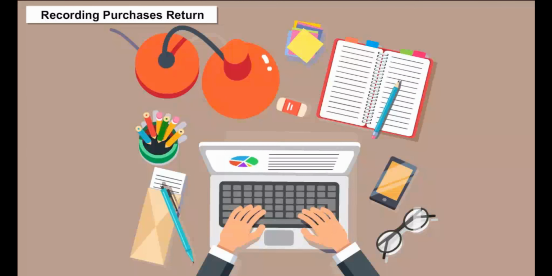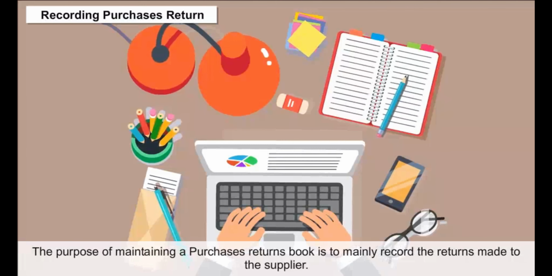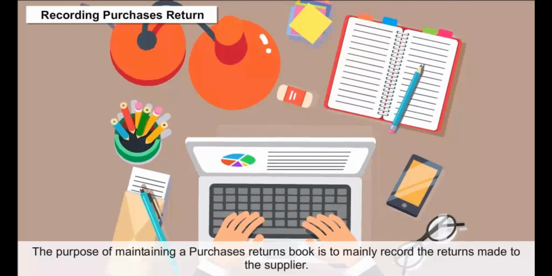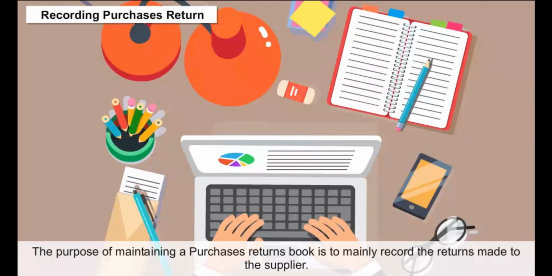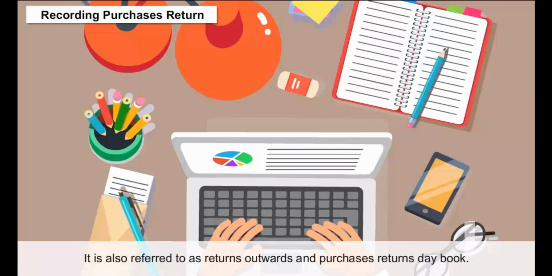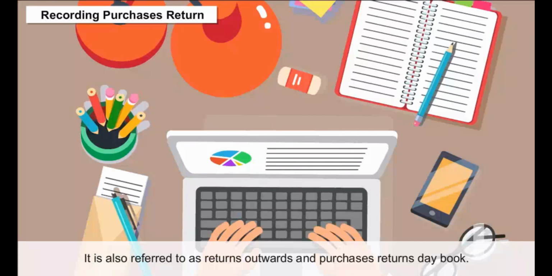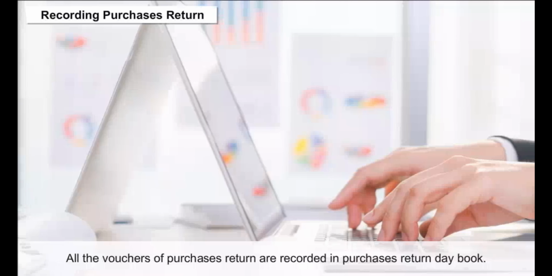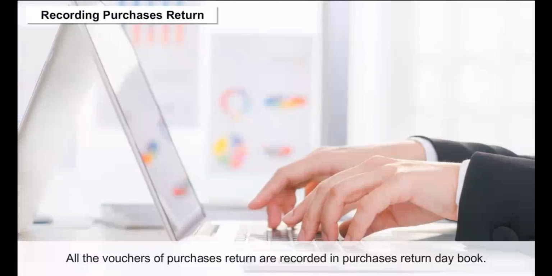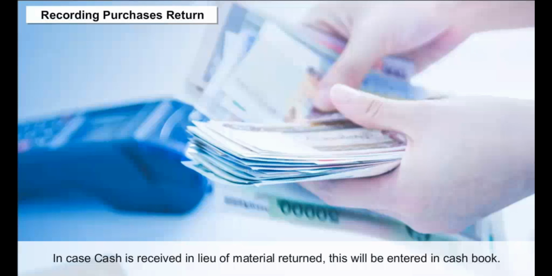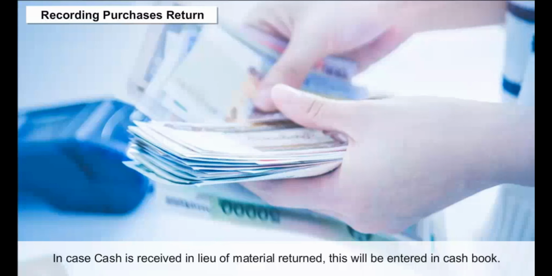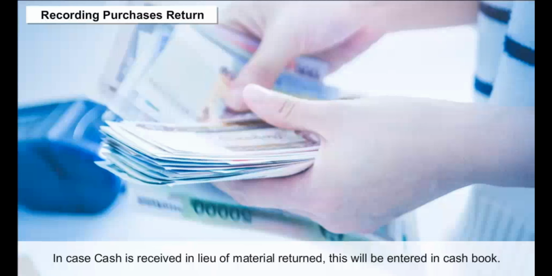Recording Purchases Return. The purpose of maintaining a Purchases Return book is mainly to record the returns made to the supplier. It is also referred to as Returns Outwards and Purchases Returns Day Book. All the vouchers of the Purchases Returns are recorded in the Purchases Return Day Book. In case cash is received in lieu of material returned, this will be entered in the cash book.